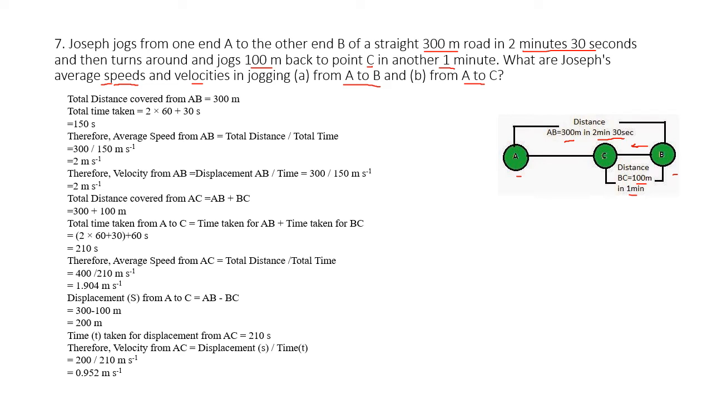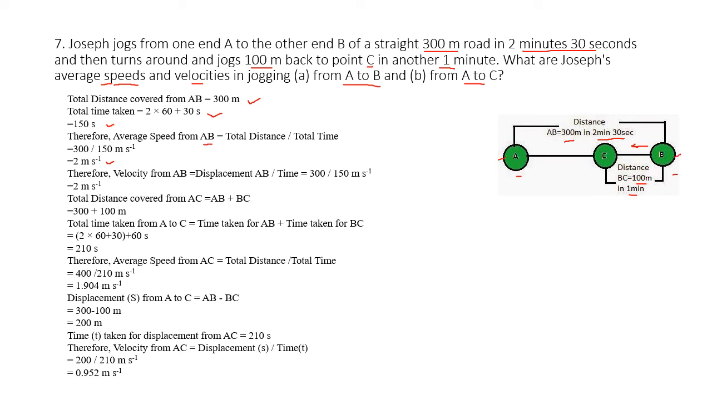So let us see. Your given value from A to B is 300 meters. Time taken is 2 minutes 30 seconds. So 1 minute is 60 seconds, so 2 minutes and 30 seconds is 150 seconds. And the speed between A to B is 300, that is the total distance, divided by time taken, 150. So 2 meter per second. So he travels 2 meter per second between point A to point B.